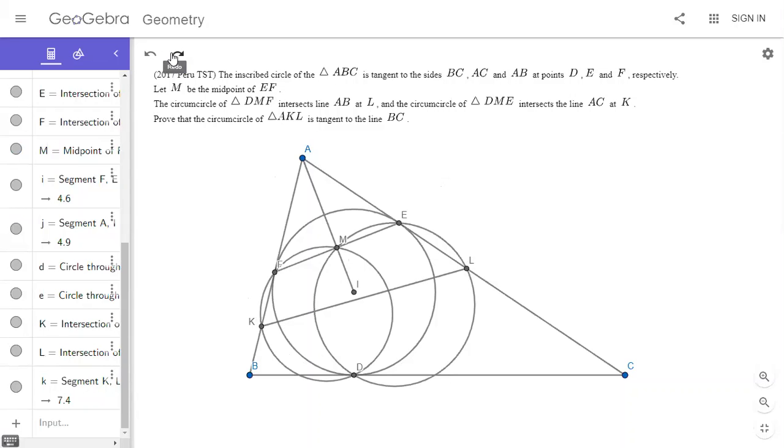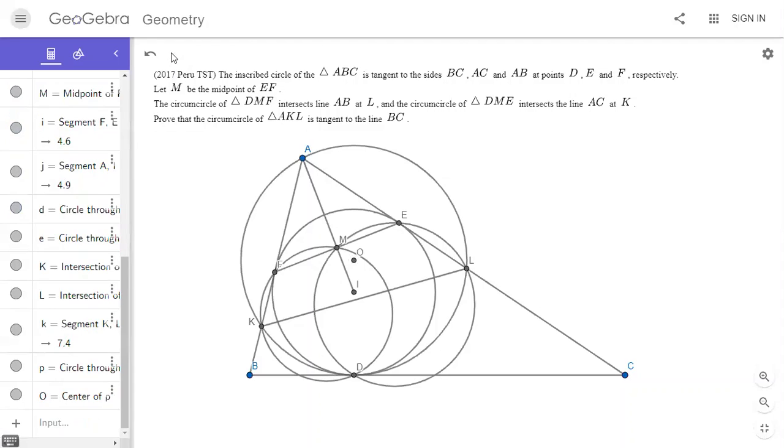Let's see. How would we show that this circle is indeed tangent? Can we show angle KDB is equal to angle KLB or something like that? KLB?